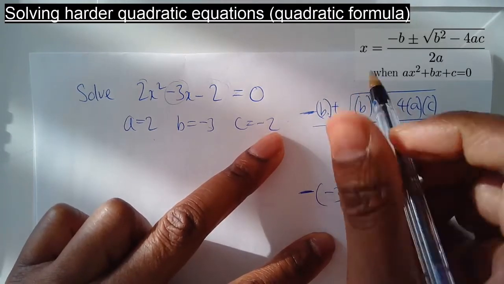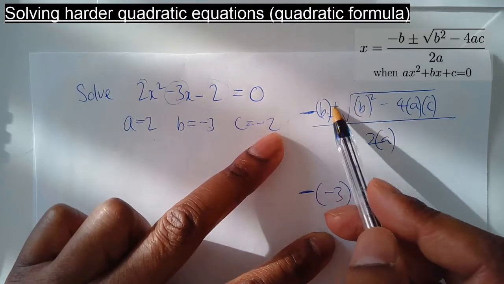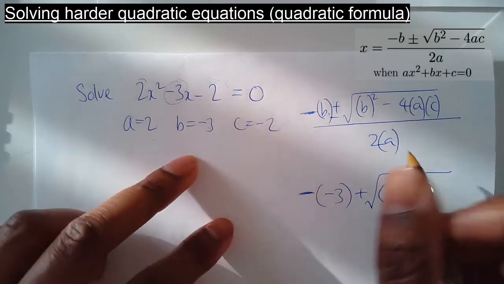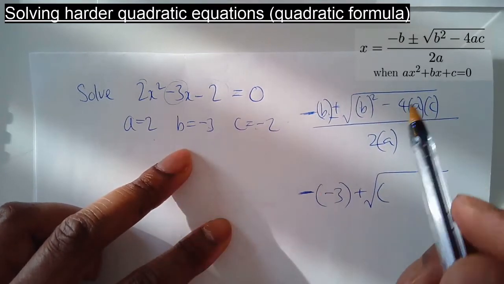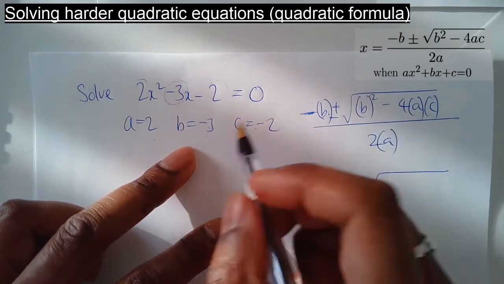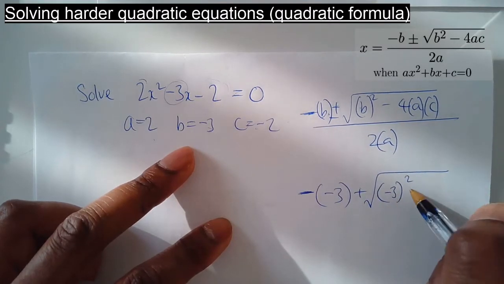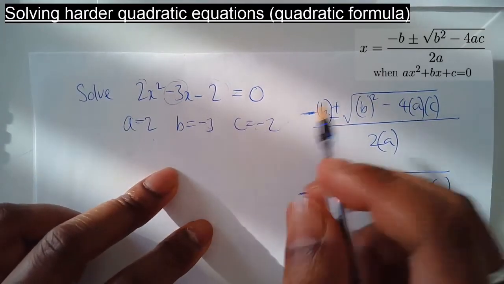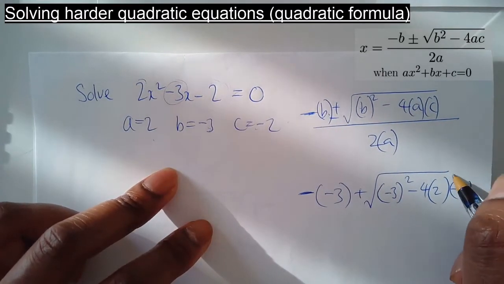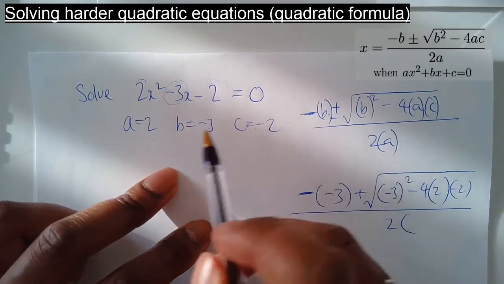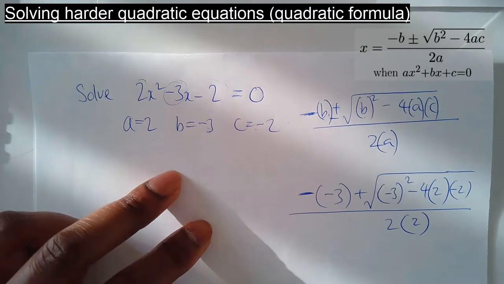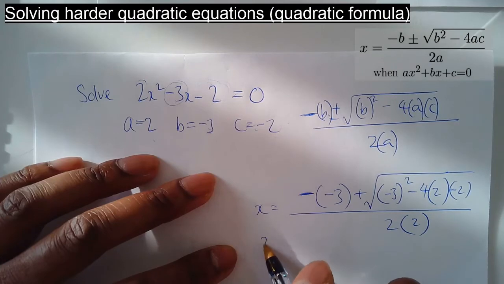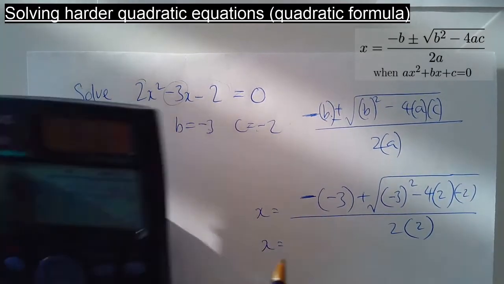Right, choose one of these. I can't do these both at the same time, so just choose one. I'll choose a plus for now. And just simply substitute the necessary numbers into the formula. So b is minus 3. a is 2, and c is minus 2, all over a is 2. Right. All I need to do now, that will give me the first value of x.